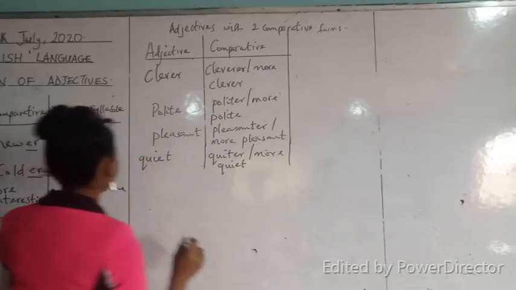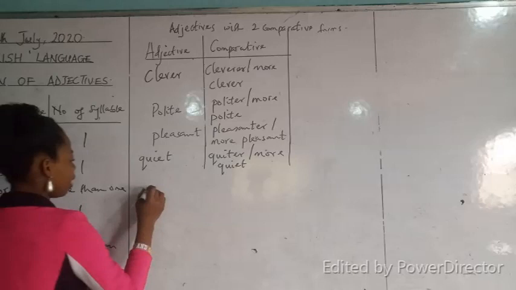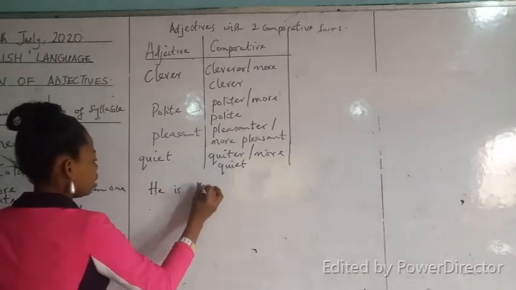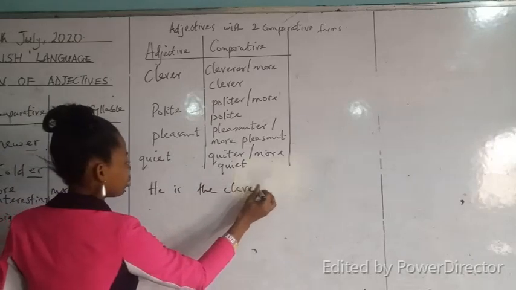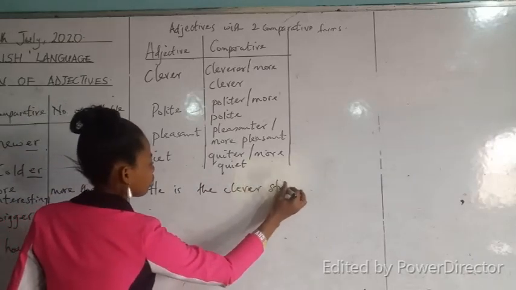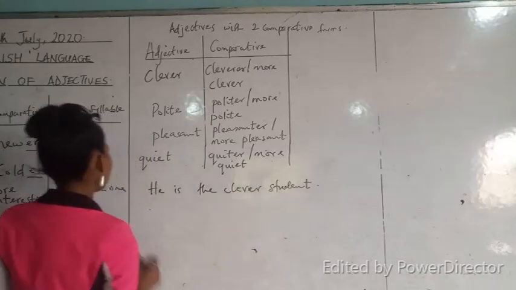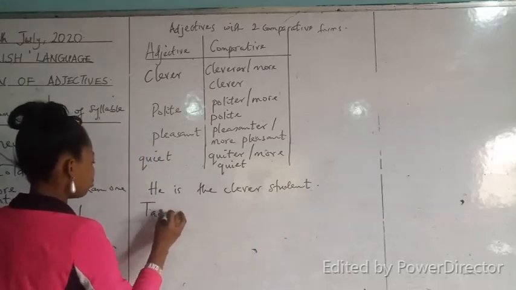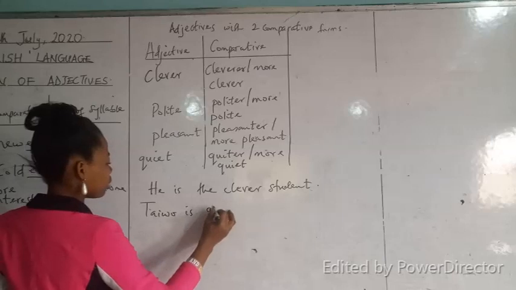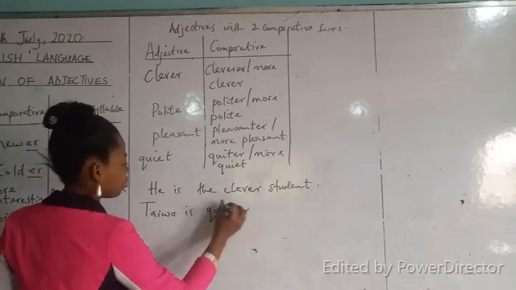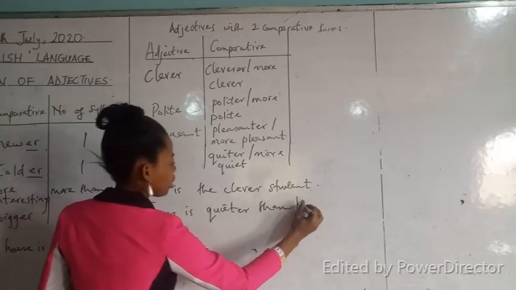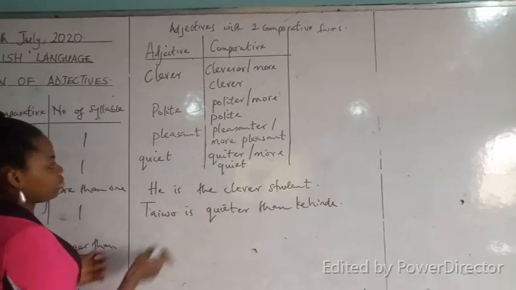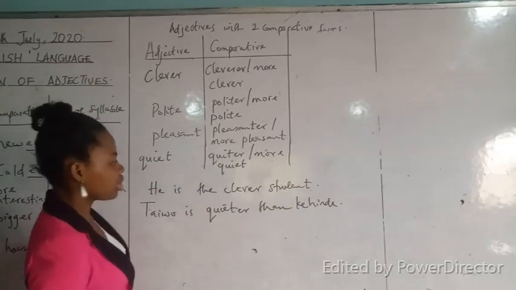Now let's use this in sentence form. I have: he is the cleverer student, and Taiwo is quieter than Kennedy. Okay, they are both correct. You can use either. They can go with more or you add ER.